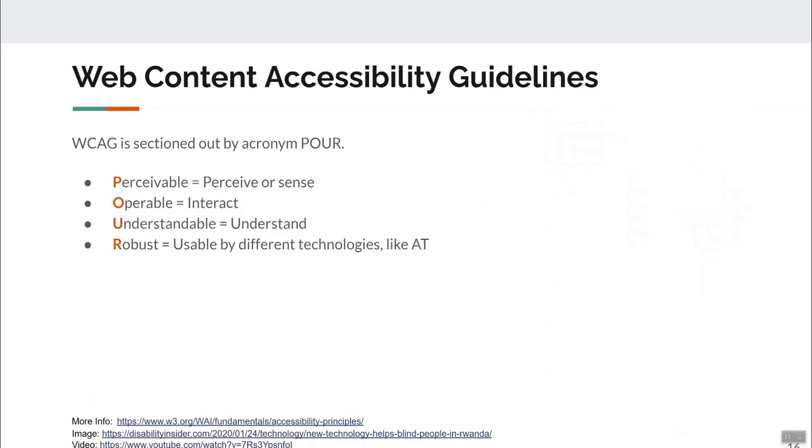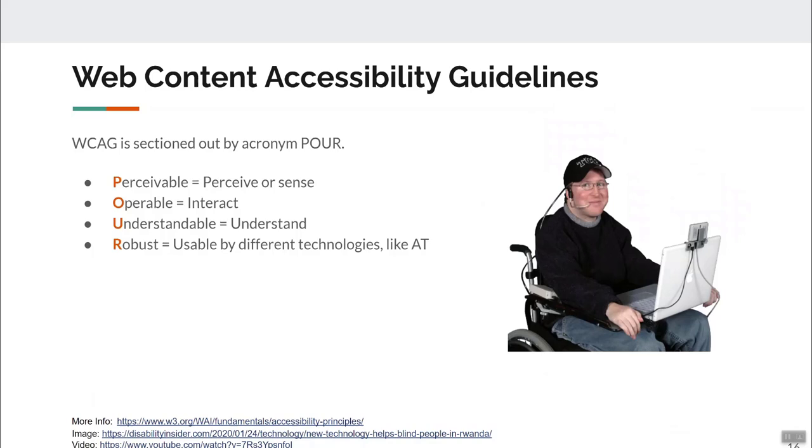If there's a label in front of it, I know that it wants my first name, and that's what I can type in. And robust. That's how the code needs to be able to be usable by different technologies, like assistive technology. So here we have a picture of somebody in a wheelchair. They have a laptop on their lap, and in their mouth they have a sip and puff straw. With that sip and puff straw, they are interacting with the website. They can navigate, they can put in their first name in that contact form. They still understand and perceive that something is happening, but that sip and puff straw is helping them to interact.